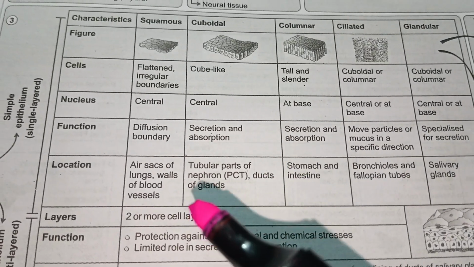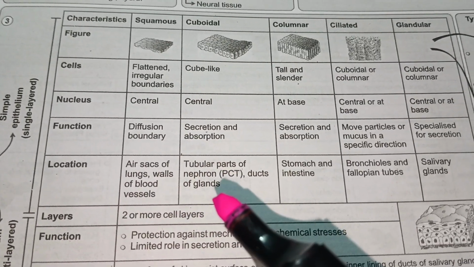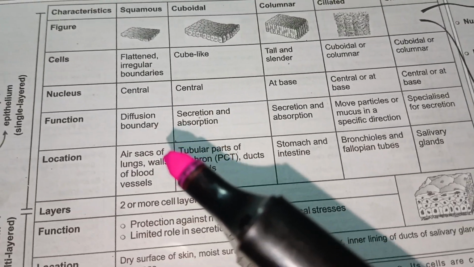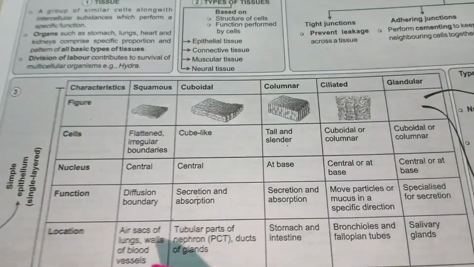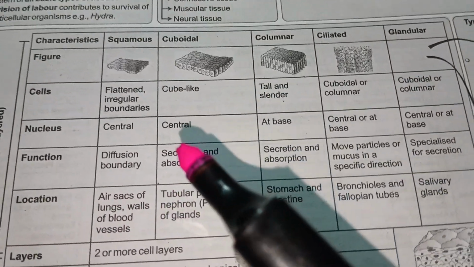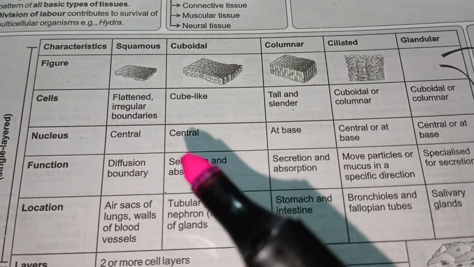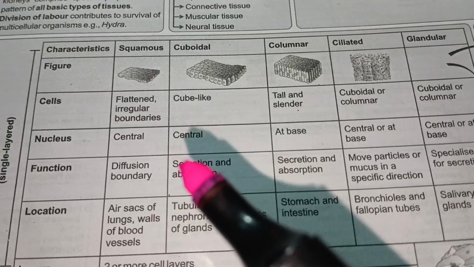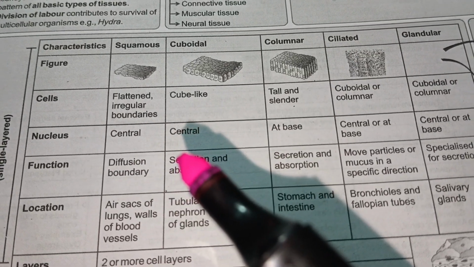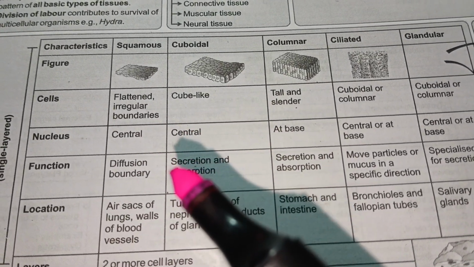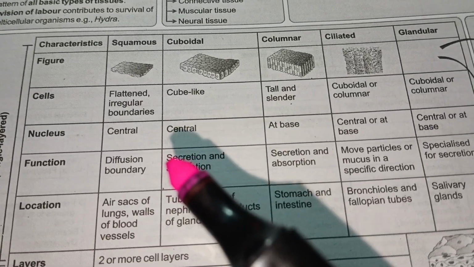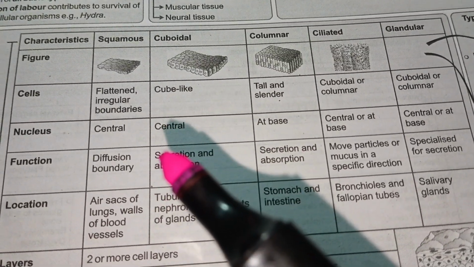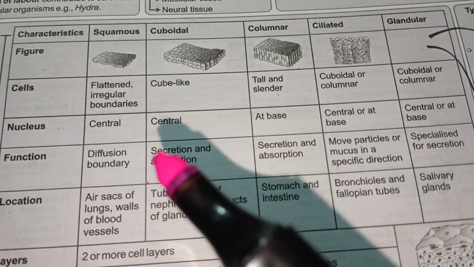Now here we can see the location of each specific simple epithelium tissue. Squamous epithelium is present at the air sacs of the lungs. Air sacs of lungs means the last part of our lungs, which is like air sacs. There the squamous epithelium is present, and it's also present in the walls of our blood vessels.